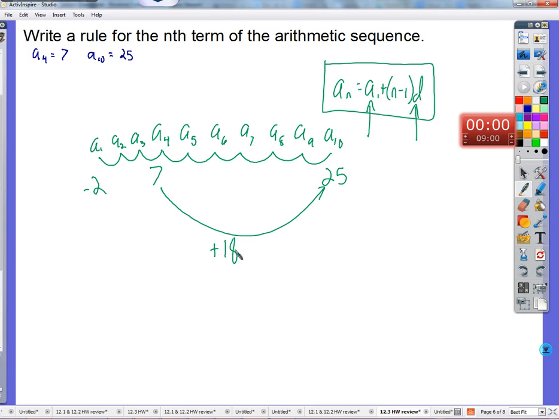So by taking 18 and dividing it by 6, we know that d is 3. By starting from 7 and going by 3's backwards, we know that a sub 1 is negative 3. And that's all we need. So a sub n equals negative 3 plus n minus 1 times d, which is 3.